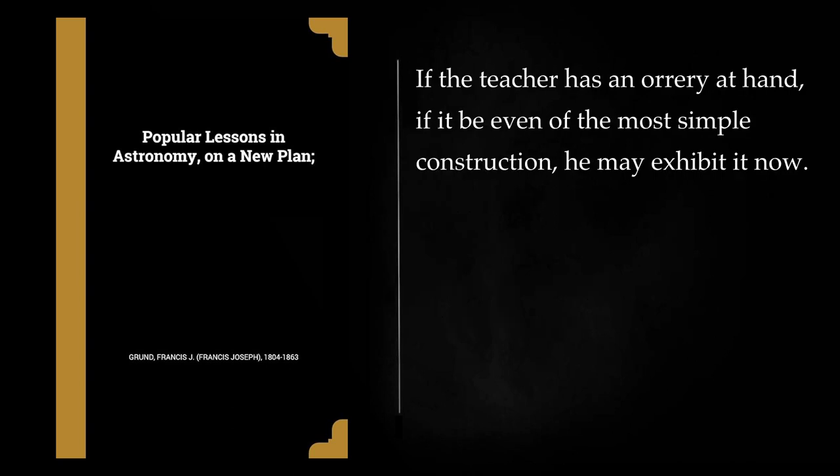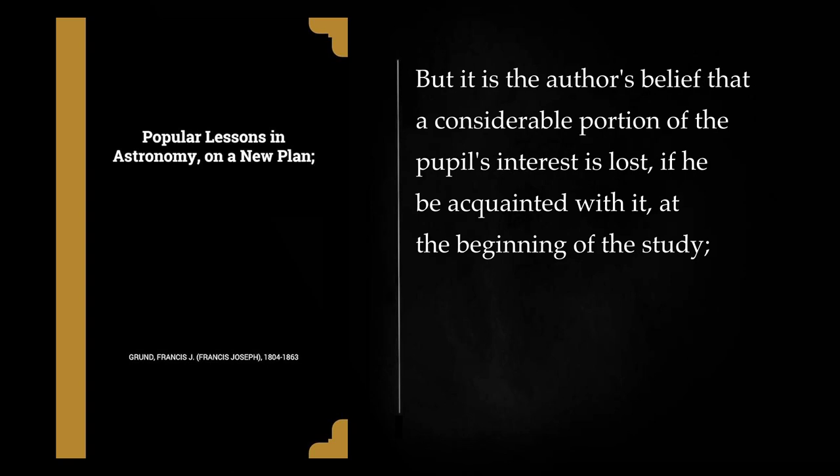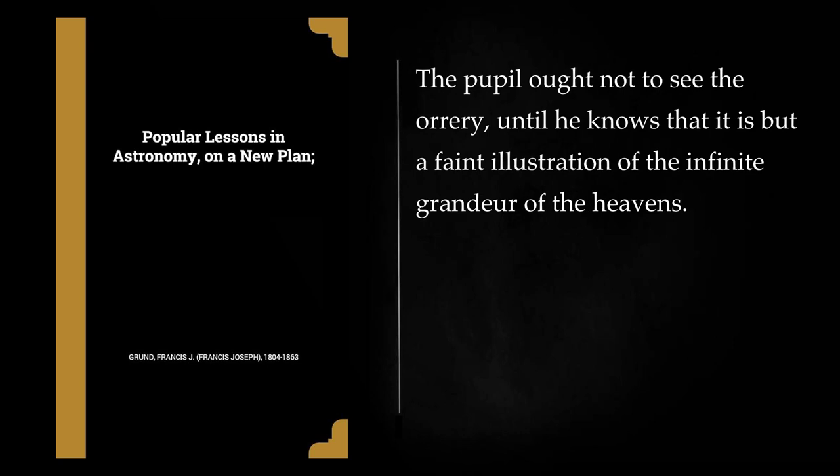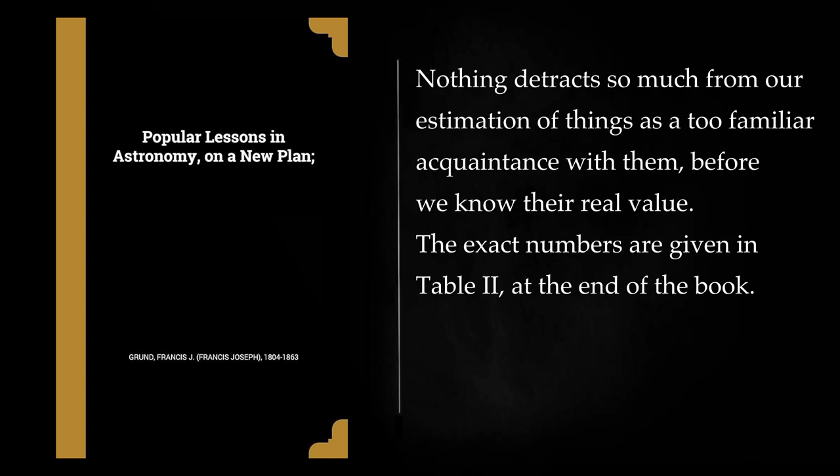Footnotes. If the teacher has an orrery at hand, if it be even of the most simple construction, he may exhibit it now. But it is the author's belief that a considerable portion of the pupil's interest is lost, if he be acquainted with it at the beginning of the study. Or, as it is the custom in some schools, if an orrery is hung up among the charts and maps of the schoolroom. The pupil ought not to see the orrery until he knows that it is but a faint illustration of the infinite grandeur of the heavens. Nothing detracts so much from our estimation of things as a too familiar acquaintance with them, before we know their real value. The exact numbers are given in Table 2, at the end of the book.